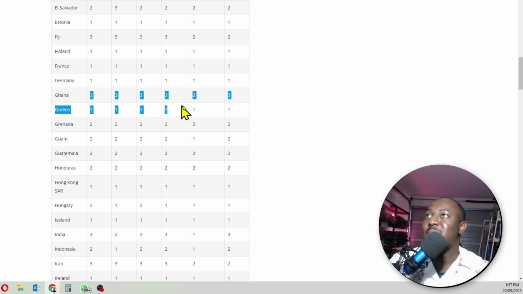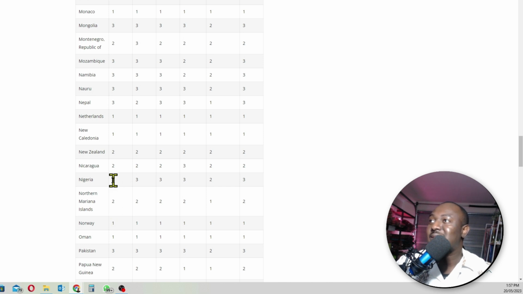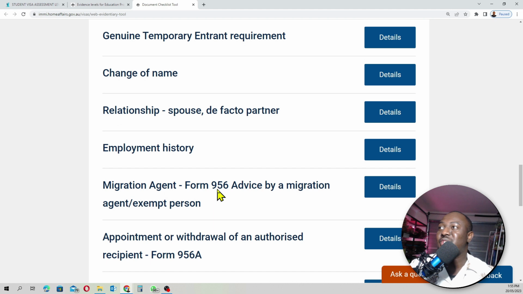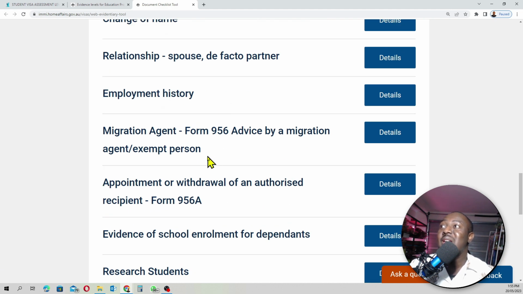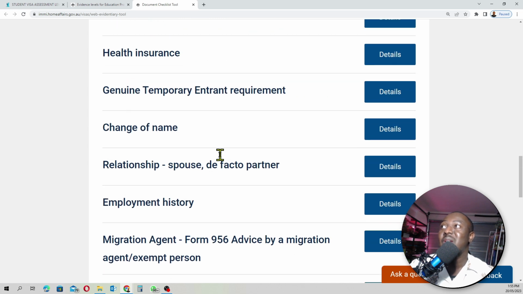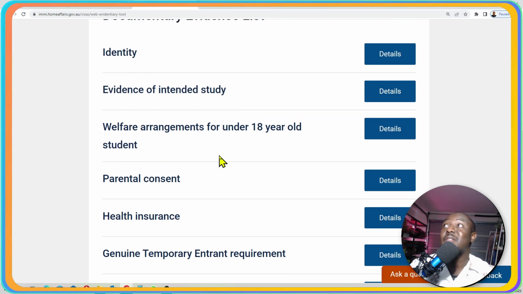So Ghana is on assessment level 3. Let's look for our brothers. Nigeria, exactly the same as Ghana, okay, on assessment level 3. And as you guys can see, there is no evidence of financial capacity and there's no English language test requirements. Okay, so this basically shows you that Kenya is on assessment level 2.